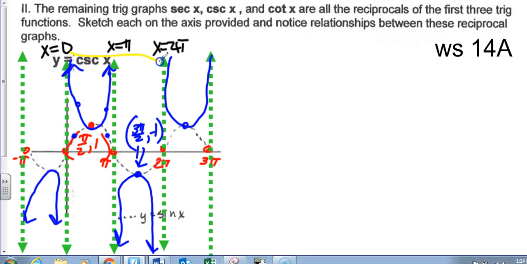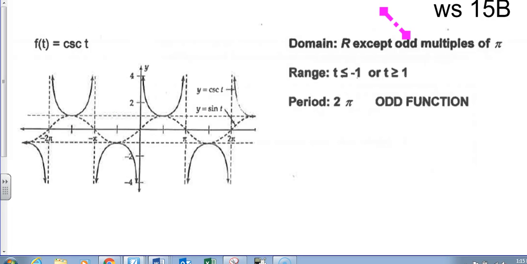The period has to include still the up and the down branch, right? So that right there, from 0 until 2 pi, is where we get the whole period. Does it have an amplitude? No. It can have vertical stretch, but it will not have an amplitude.